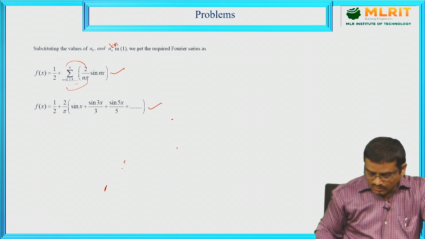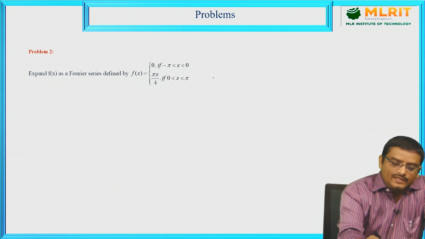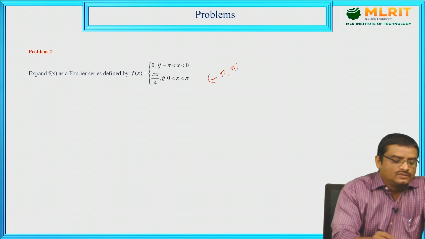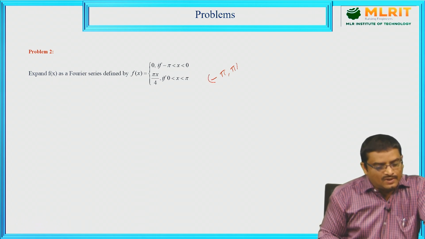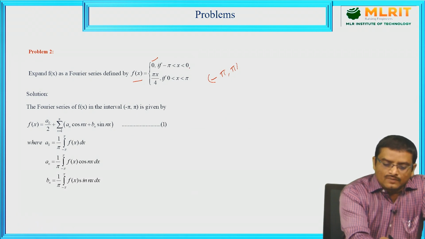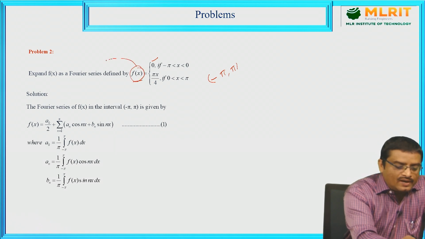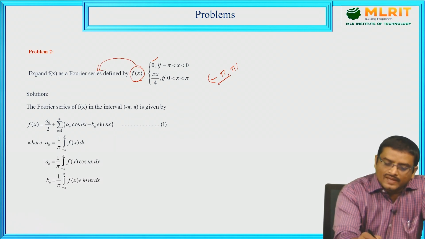Now we will take one more example of how to find the Fourier series for the discontinuous function in the interval minus pi comma pi. So let us take this problem. This is the function he has given: f of x is equal to 0 in the interval minus pi comma 0, and f of x is defined as pi x by 4 whenever x lies between 0 to pi. For this function we are going to find the Fourier series in the interval minus pi comma pi.